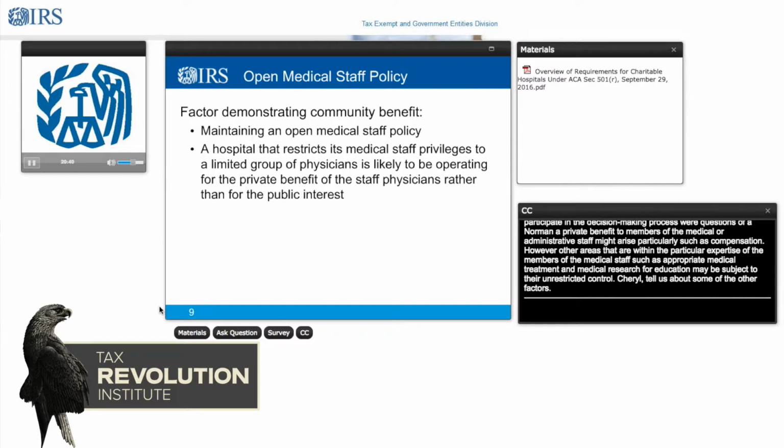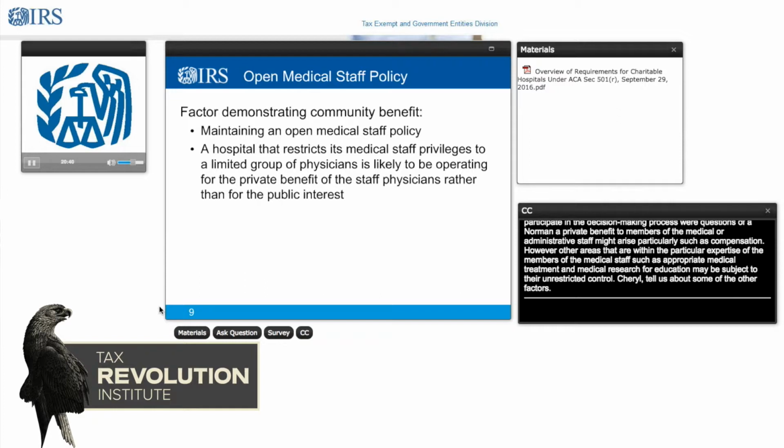And Cheryl, what about the effective dates of the regulations? Thanks, Geoff. With respect to the effective date of the regulations under Section 501R, the final regulations issued December 29, 2014, apply to a hospital facility's taxable years beginning after December 29, 2015. This date gave all hospital facilities at least a year to come into compliance with the final regulations.